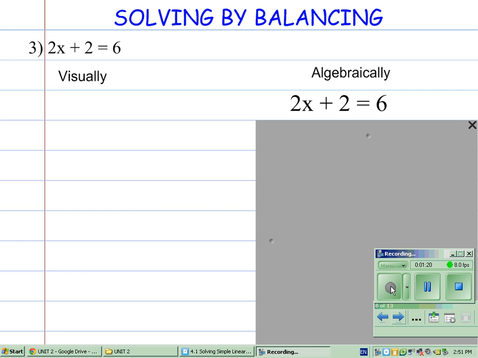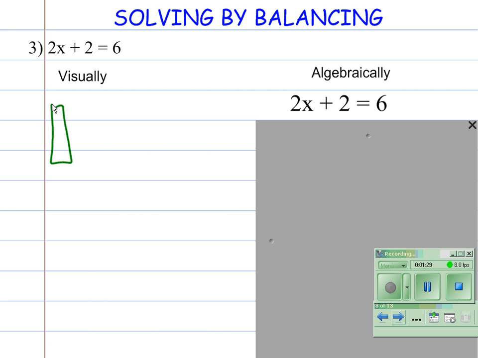So balancing visually can be modeled using algebra tiles like we did before. So this here shows 2x, 2 colored in bars, plus 2 counters, 2 units, equals, or on the other side of the balance, 6 units.